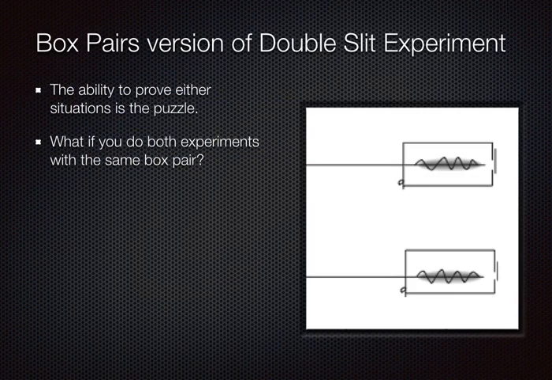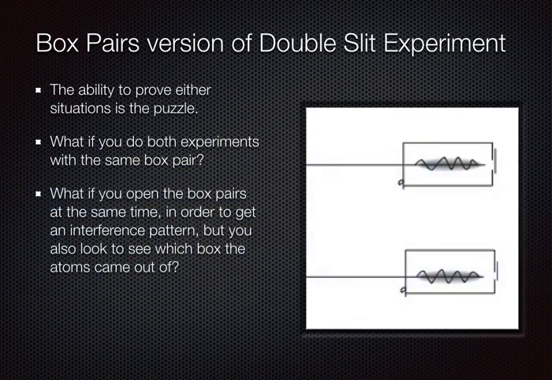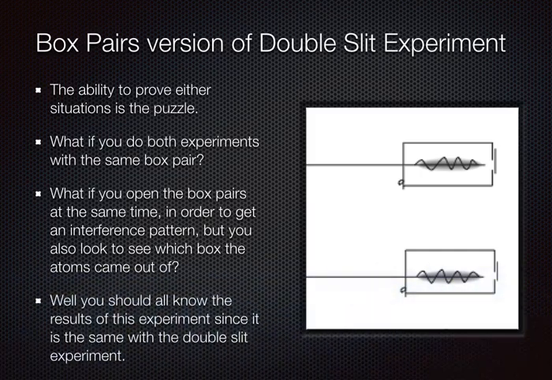So what if you do experiments with the same pair of boxes? What if we open the box pairs at the same time in order to get an interference pattern, but then you also look to see which box the atom came out of? What would happen? It would collapse, just like the slits. You know, with the slits, it was interference, but as soon as we looked to see which slit it came out of, it collapsed. So it's the exact same thing. It's just now we're doing boxes instead of slits.